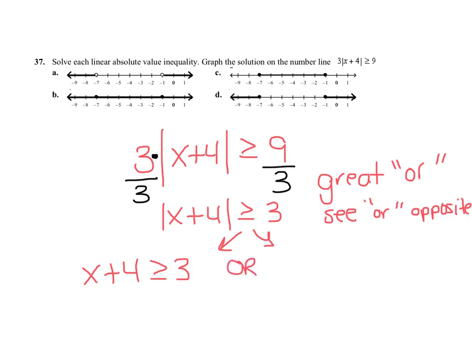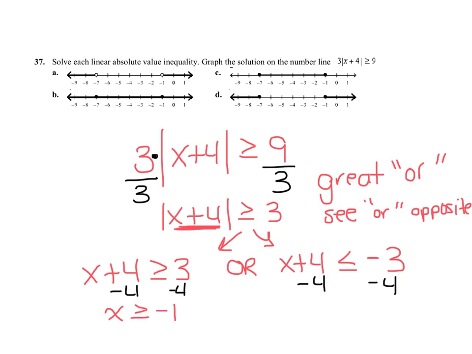Or now the opposite. And remember, we always write exactly what we see in here. We never change the signs inside of the absolute value. We change the inequality and we can change the answer, but that's all we change. Then we subtract 4 from all sides, and that leaves me with x is greater than or equal to -1, or x is less than or equal to -7.